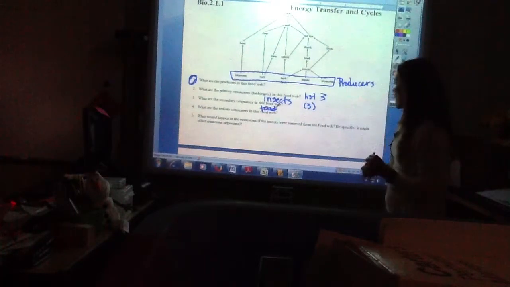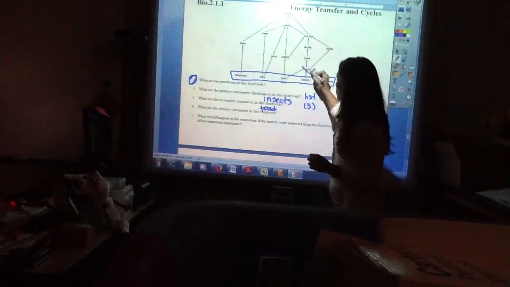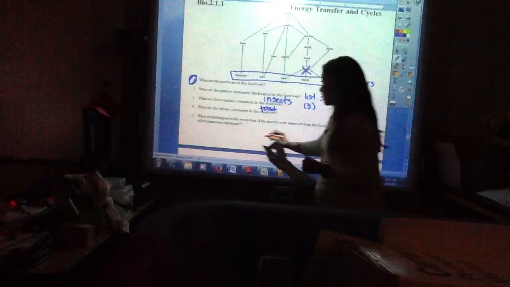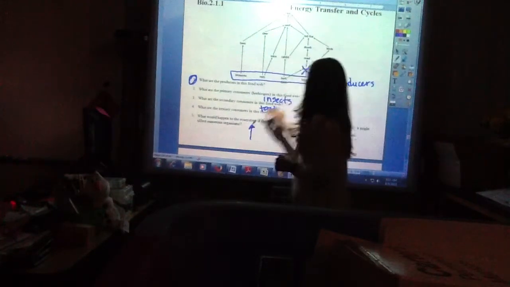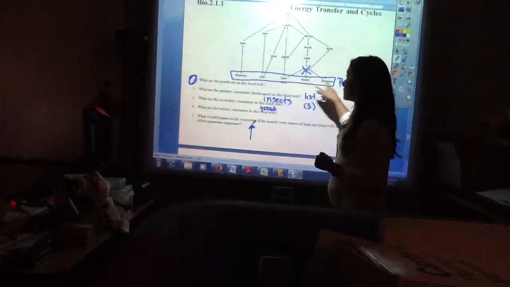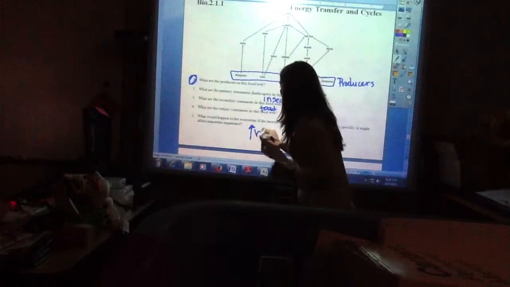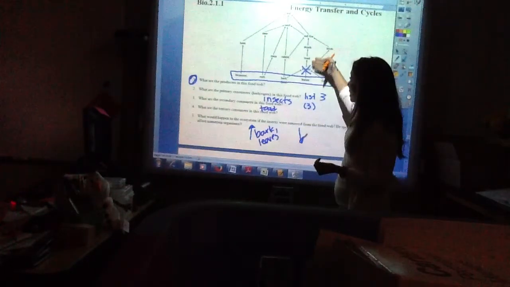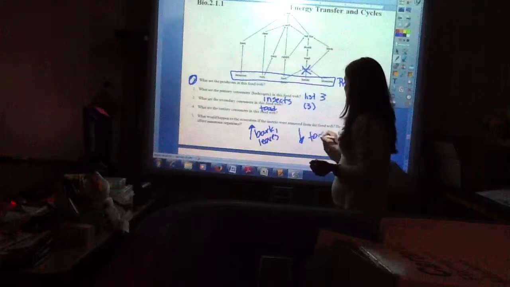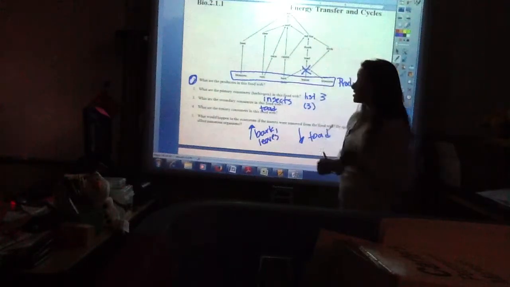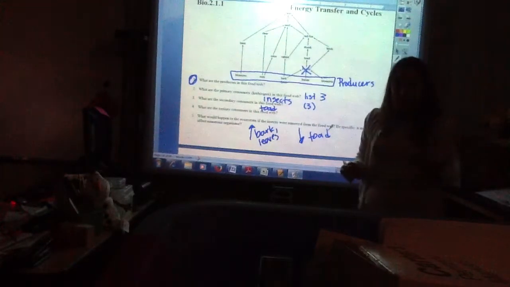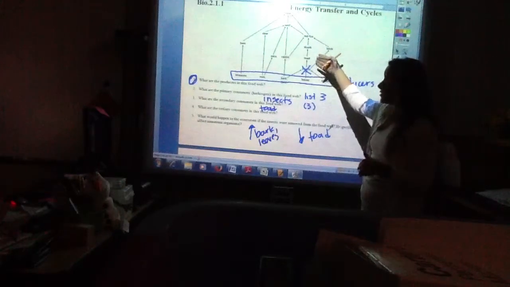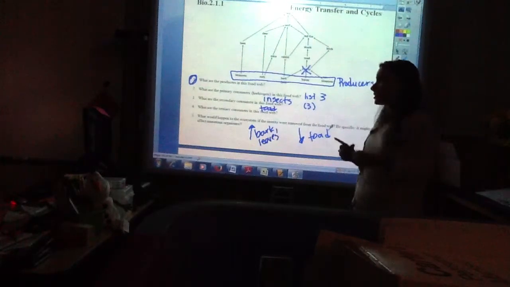What would happen if the insects were removed? So if we removed the insects, we would have more of something. The insects eat bark and leaves and blossoms, and so we would have more bark and leaves. But we would also have less of the toad, because the toad eats the insects. And so the toad population would decrease because the toad only eats insects. And so if there are no insects to eat, the toad population would probably starve.